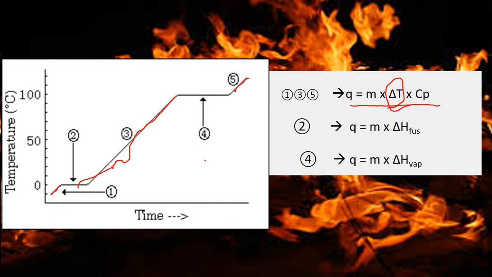Part 2, this flat part here, is changing from solid to liquid, so that's the delta H fusion. And we would use this equation here if we need to find the heat there. And for part 4, this part up here, we are turning liquid to gas. So to find the heat for that, we need the mass times the delta H vaporization to figure out how much heat is lost there.